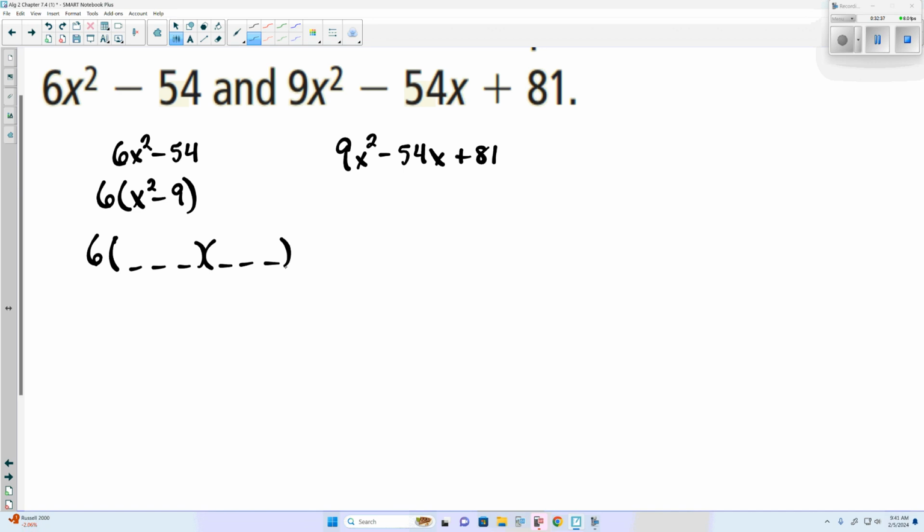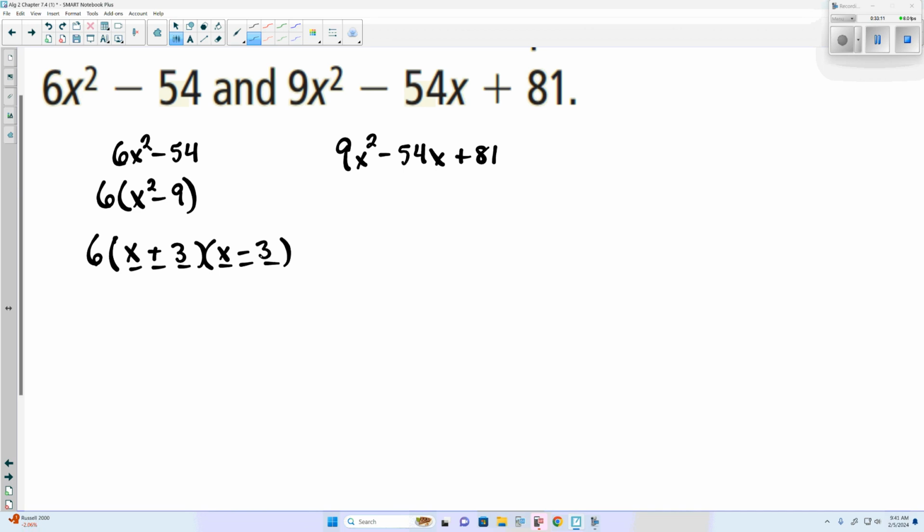X squared minus 9 is nice, because again, it is a difference of perfect squares. And when factored, it becomes x plus 3 and x minus 3. So in our least common multiple, I know I will need at least an x plus 3 and x minus 3. I need one of both, because it's listed at least once in both, so the least common multiple has it at least once.